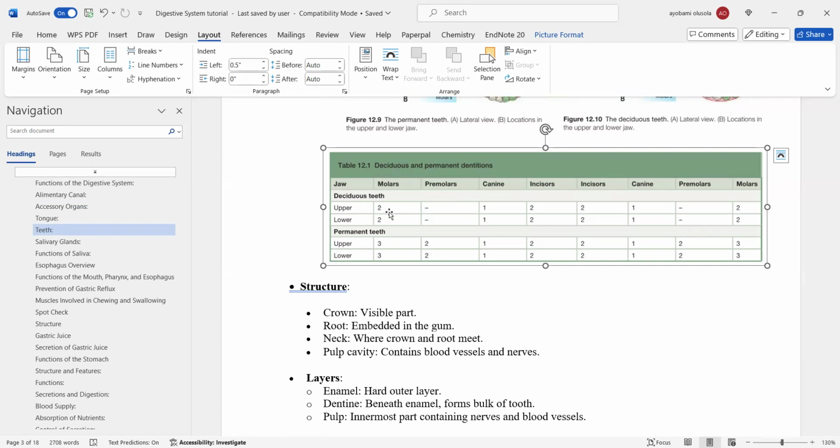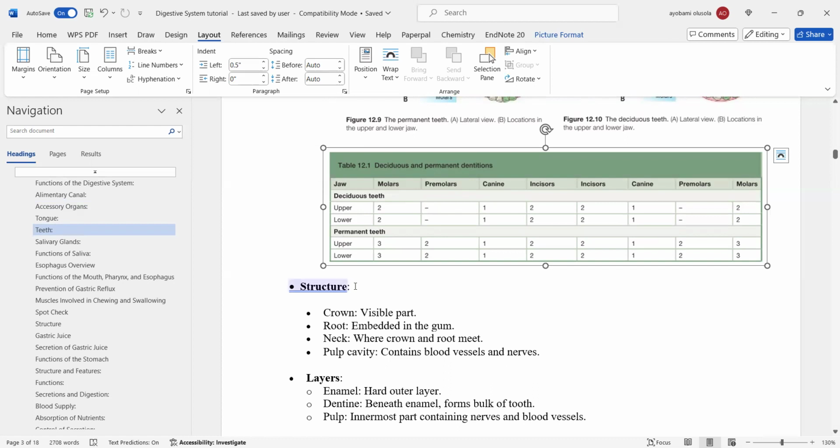We have 8 molars, 4 canines, making 12. Then the incisors are 2. 2 times 4, 8. So 12 plus 8, we have 20. That's how we come about 20. There are no premolars in temporary teeth. Please take note, there are no premolars in deciduous teeth.